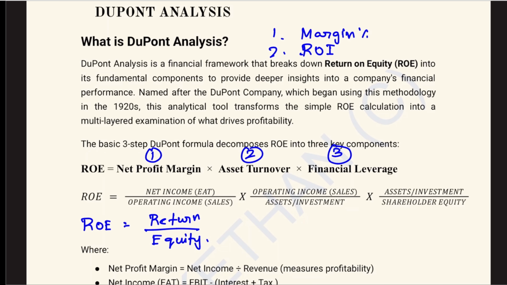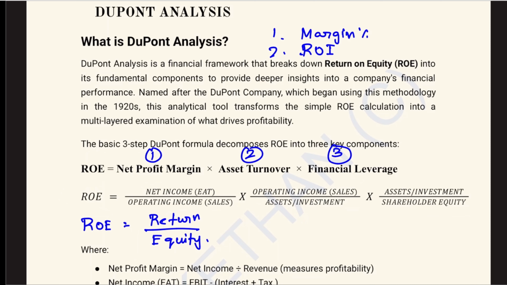If you take the equation in the bottom, you see this part. Here operating income is in the denominator. In the next factor, the operating income is in the numerator. So mathematically these two will cancel. Similarly, mathematically asset or investment also will cancel. So what will be left? You have net income and shareholder equity. That is nothing but your return on equity. But in the Dupont analysis, I derive my return on equity using 3 factors.